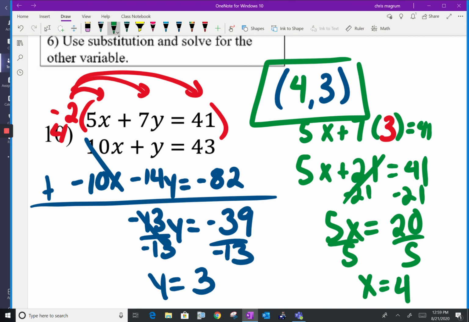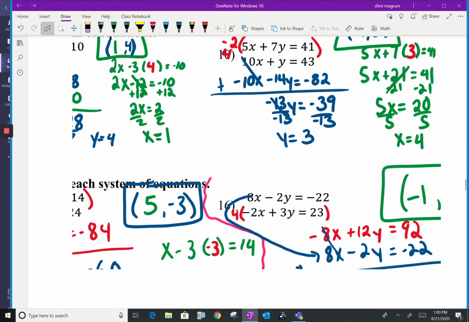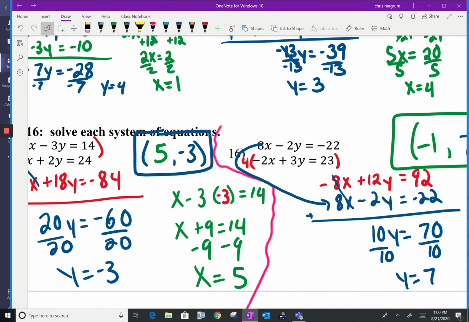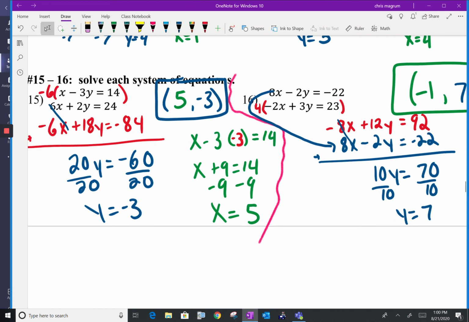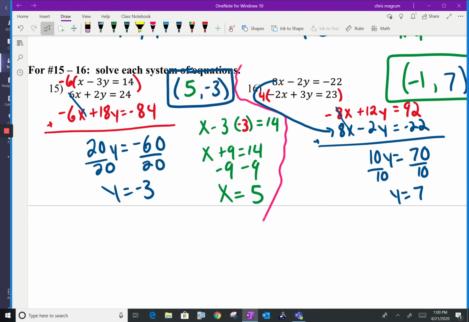Go ahead and pause the video, try those on your own, and let's see how you do. Okay, hopefully you tried those on your own. Let's look at these bottom 2. Alright. So for the first one here, number 15, again, you need to decide which one to eliminate. If you chose the y's, you'd have to multiply both equations by something. So I chose the x multiplied by -6. So distribute my -6, end up with this new equation, add them together, solve for y.